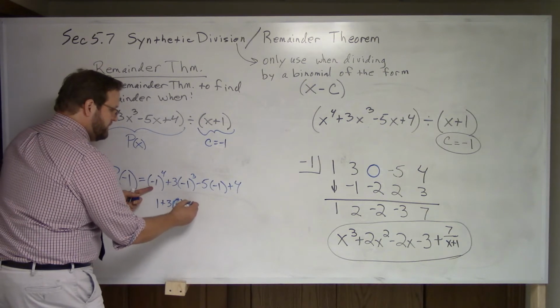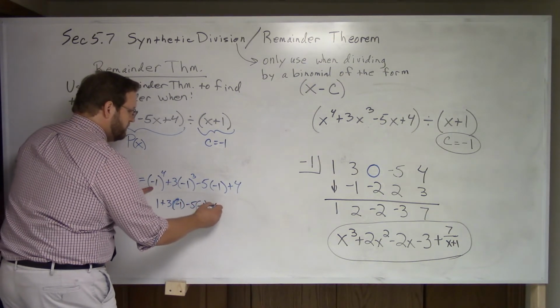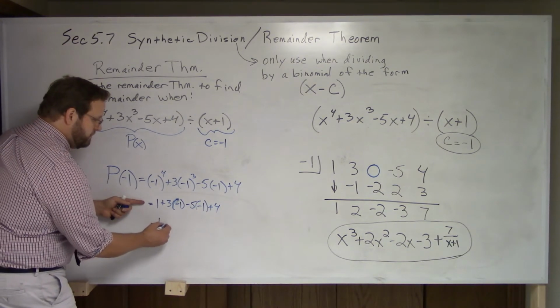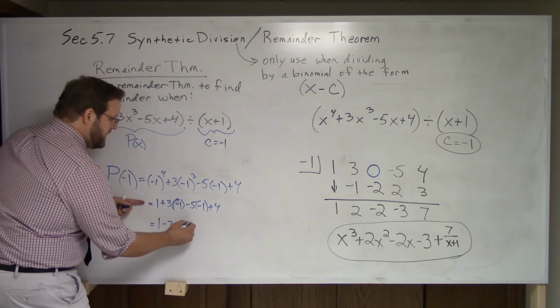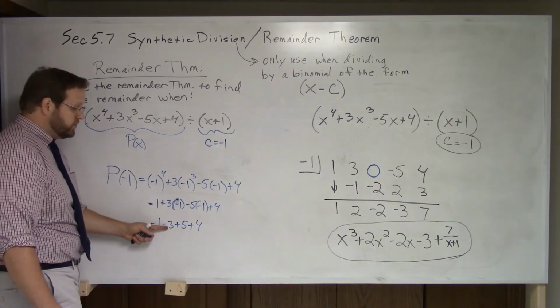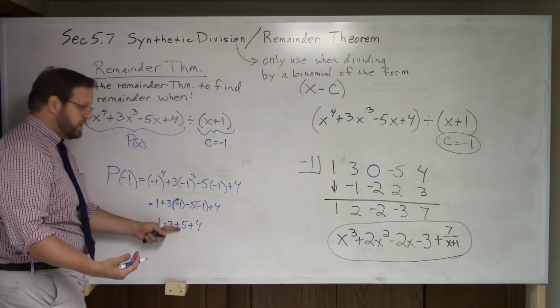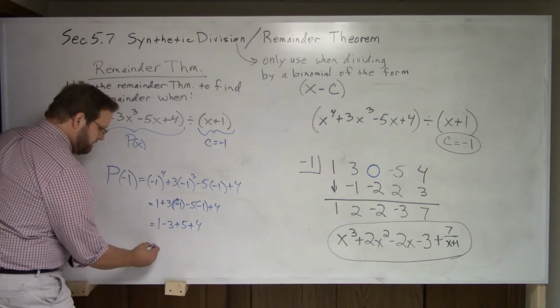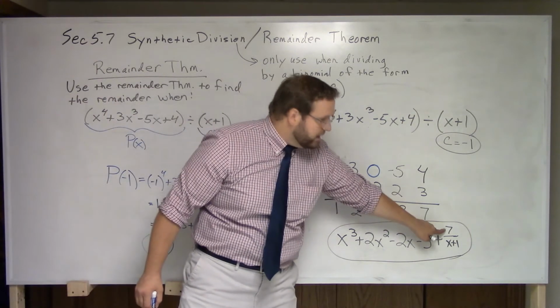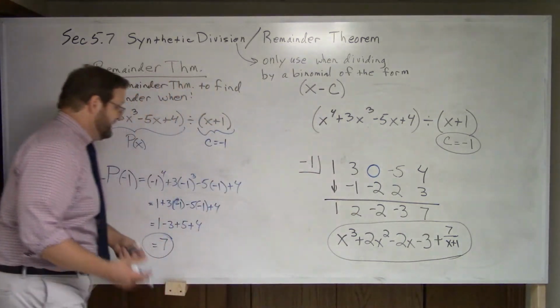And then minus 5 times negative 1 plus 4. So that gives me then 1 minus 3 plus 5 plus 4. 1 minus 3 is negative 2. Negative 2 plus 5 is 3. 3 plus 4, 7. And that was the remainder I found there. That's all there is to it.